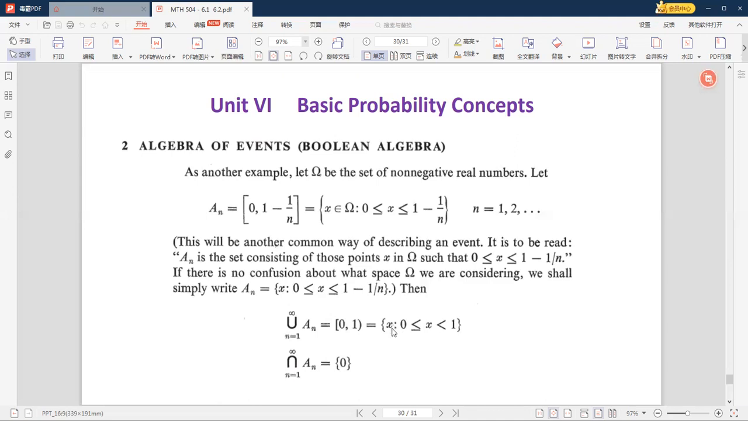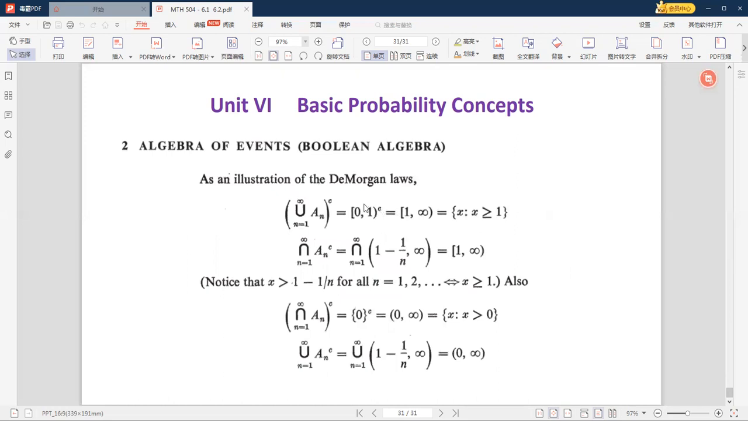So that's the union. And the intersection of the A_n, of course, is just 0, because when n is equal to 1, then the right hand side is 1 minus 1 over 1, equal to 0. So x greater than or equal to 0, less than or equal to 0. So that's just 1 point there. So when you intersect it with all the other n's, which include 0, you only get 1 single point, 0. So that's the intersection.